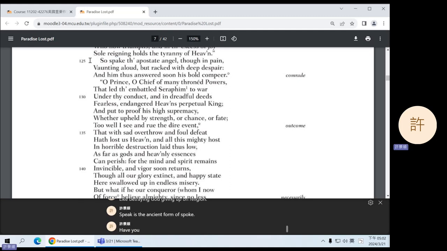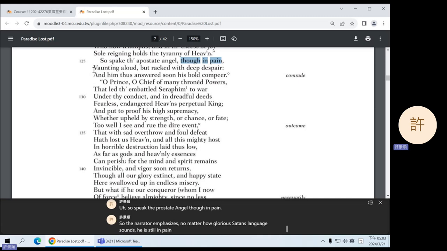Have you guys heard of a book called Thus Spake Zarathustra? Nietzsche. Okay, never mind. So spake the apostate angel, though in pain. So the narrator emphasizes, no matter how glorious Satan's language sounds, he is still in pain here in hell. Vaunting aloud. Vaunting means boasting, speaking big.